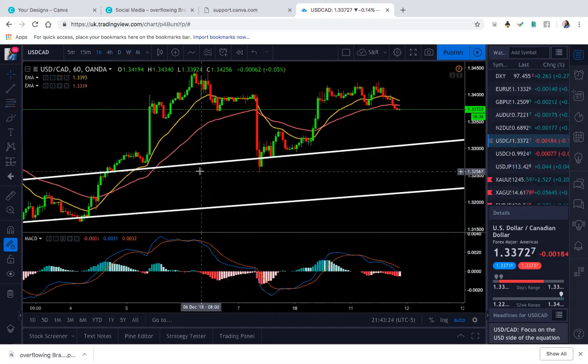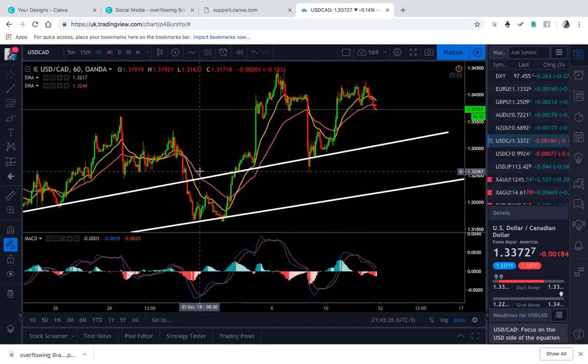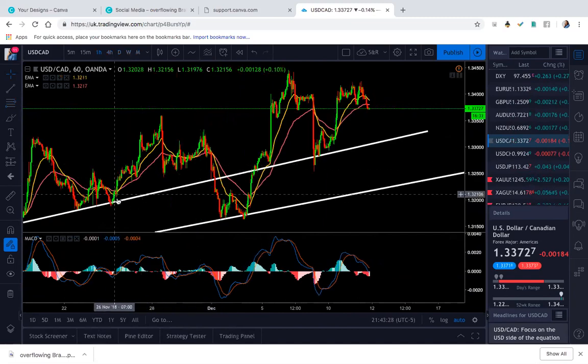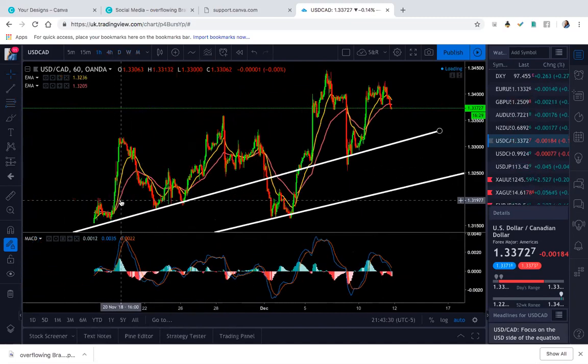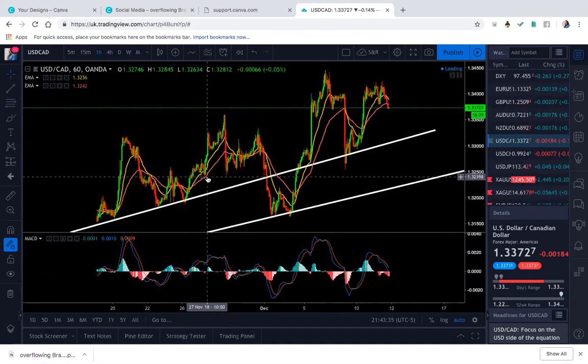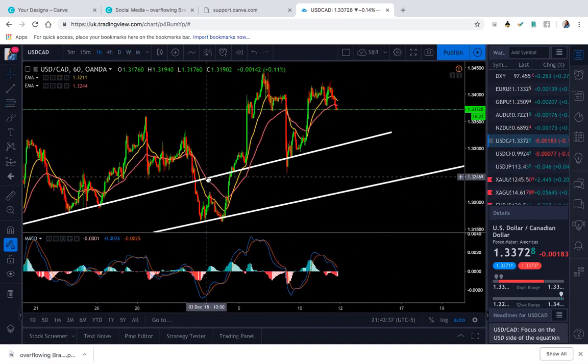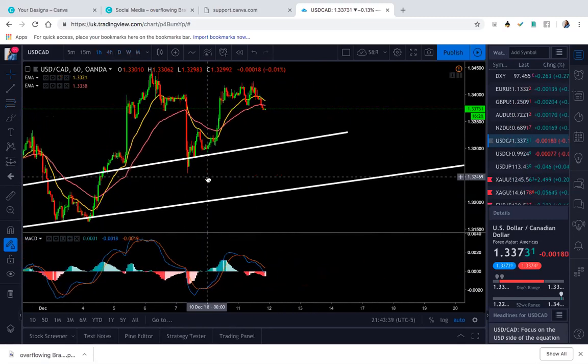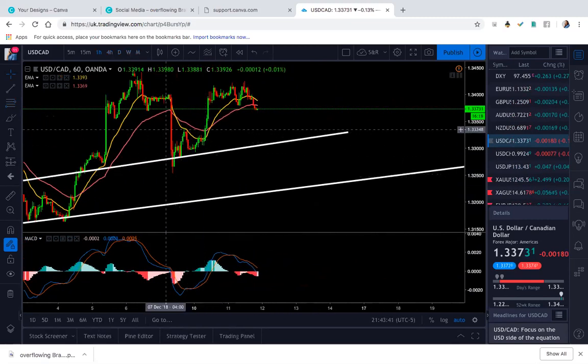Now, if you look at the trend line, as I said, we have two trend lines here. If you look at this first trend line, you will notice in this uptrend how this trend line is being respected all the time, right? Which is what we had here.